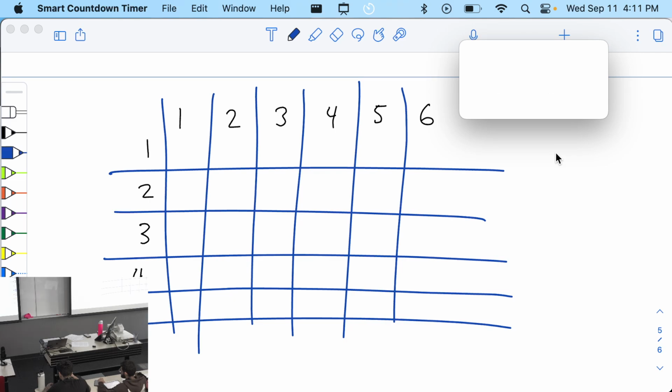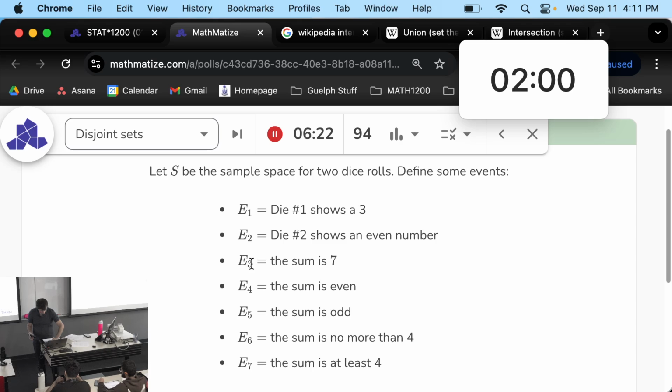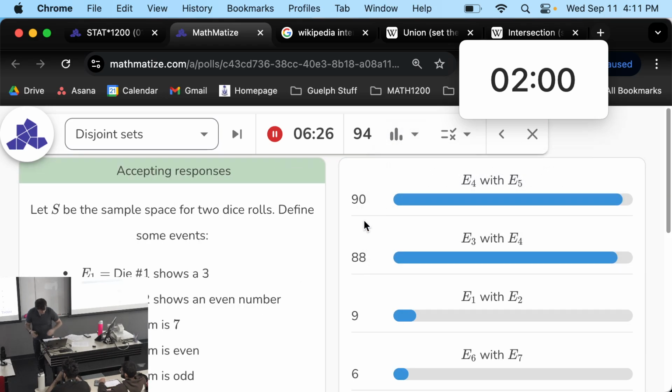Okay, let's take up your guesses, and we'll see which ones. Some of them maybe are easy, and some of them are hard, and we'll spend more time on those ones. Okay, so let us reveal. All right, so out of 94 people, 90 people think E4 and E5 are disjoint.